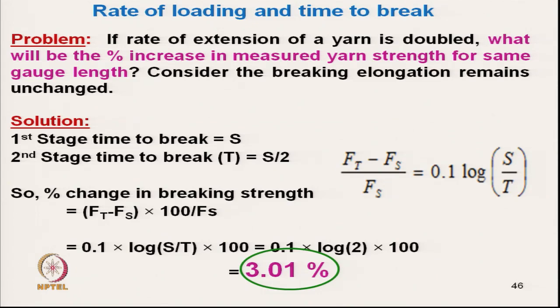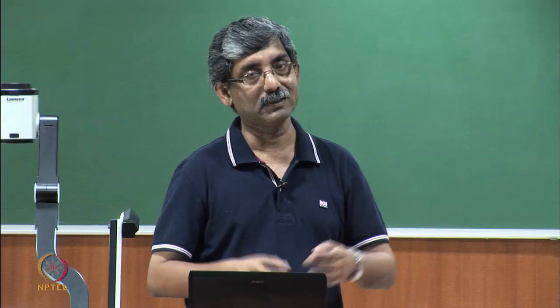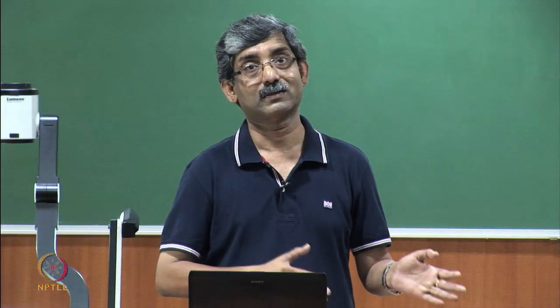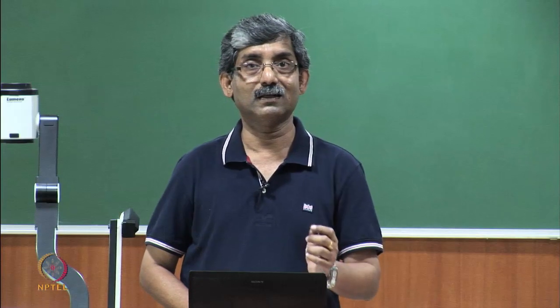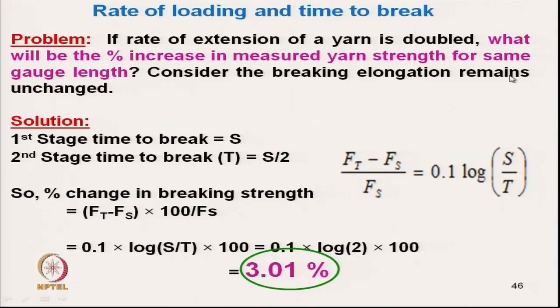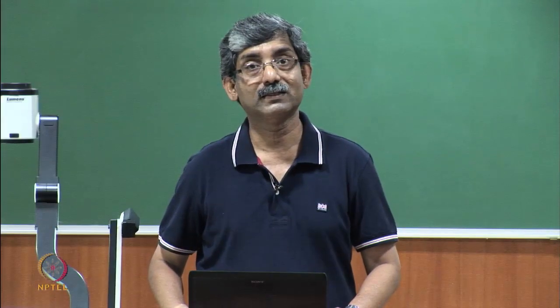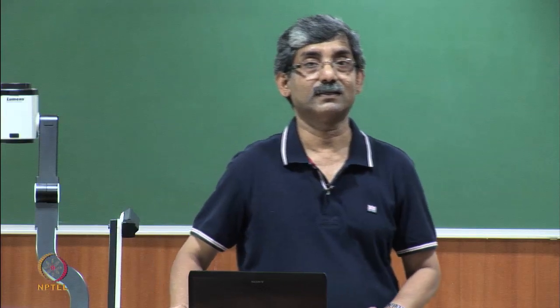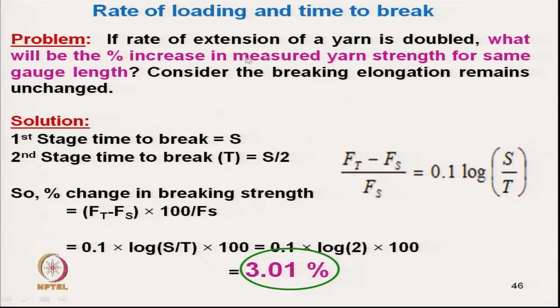So, we are changing the rate of extension, considering the breaking elongation is not changed. In that case, if we double the rate, the percentage change in strength will be 3.01%. Now, if we know the breaking extension, then we can also solve the problem in the same fashion.